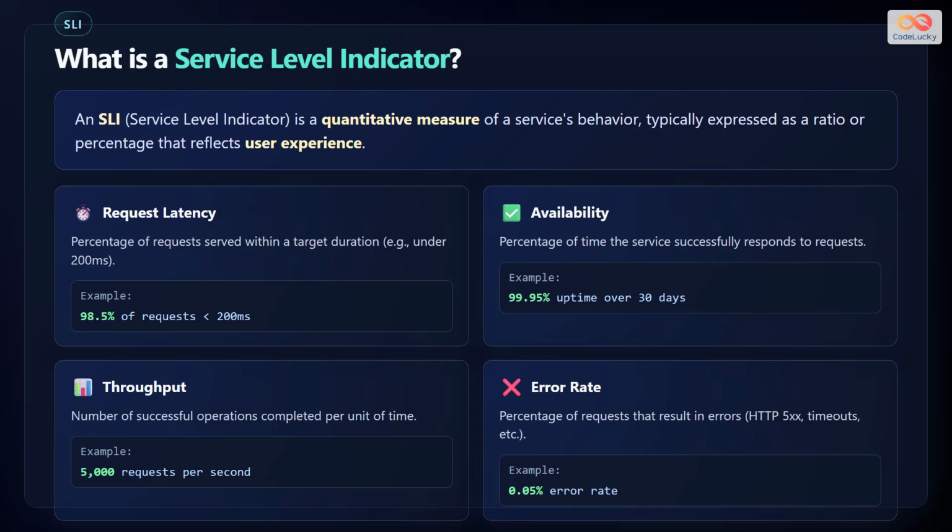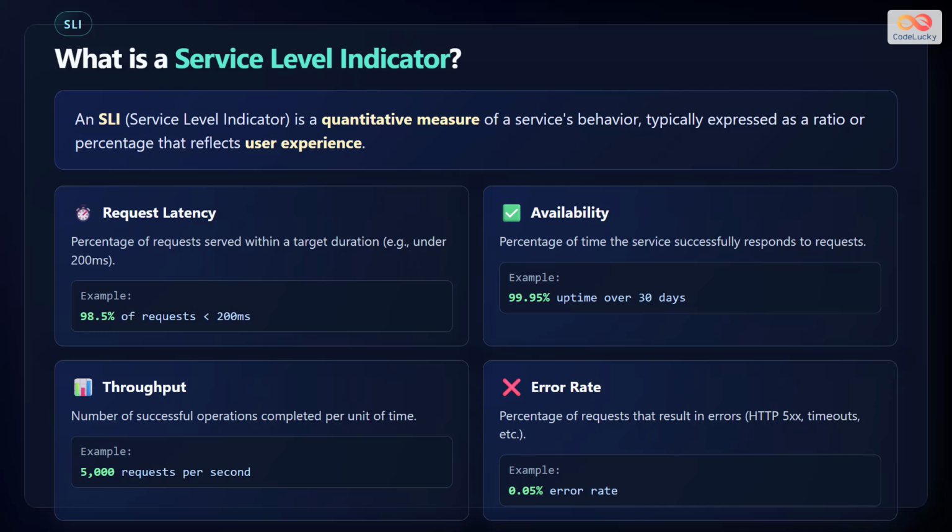An SLI, or service level indicator, is a measurable metric that quantifies some aspect of your service's performance. Think of it as a measurement tool that tells you how well your service is actually performing. SLIs answer the question, how is our service doing right now?